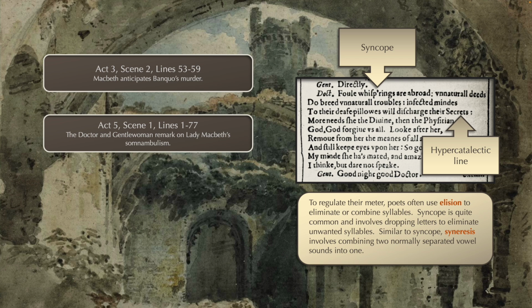This third line in the doctor's speech gives us an example of what's called a hypercatalectic line, which is where there's an extra syllable stuck on the end. So it's an iambic line, it's pentameter, but it has this extra 11th syllable on the end. We call that a hypercatalectic line.